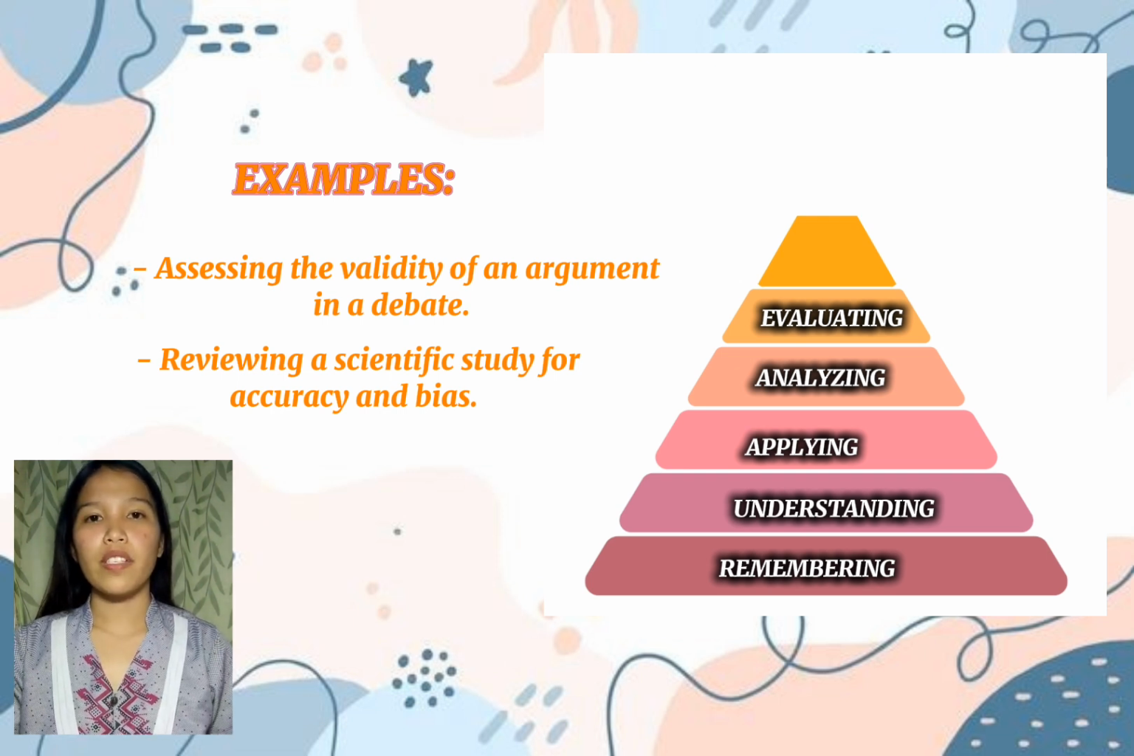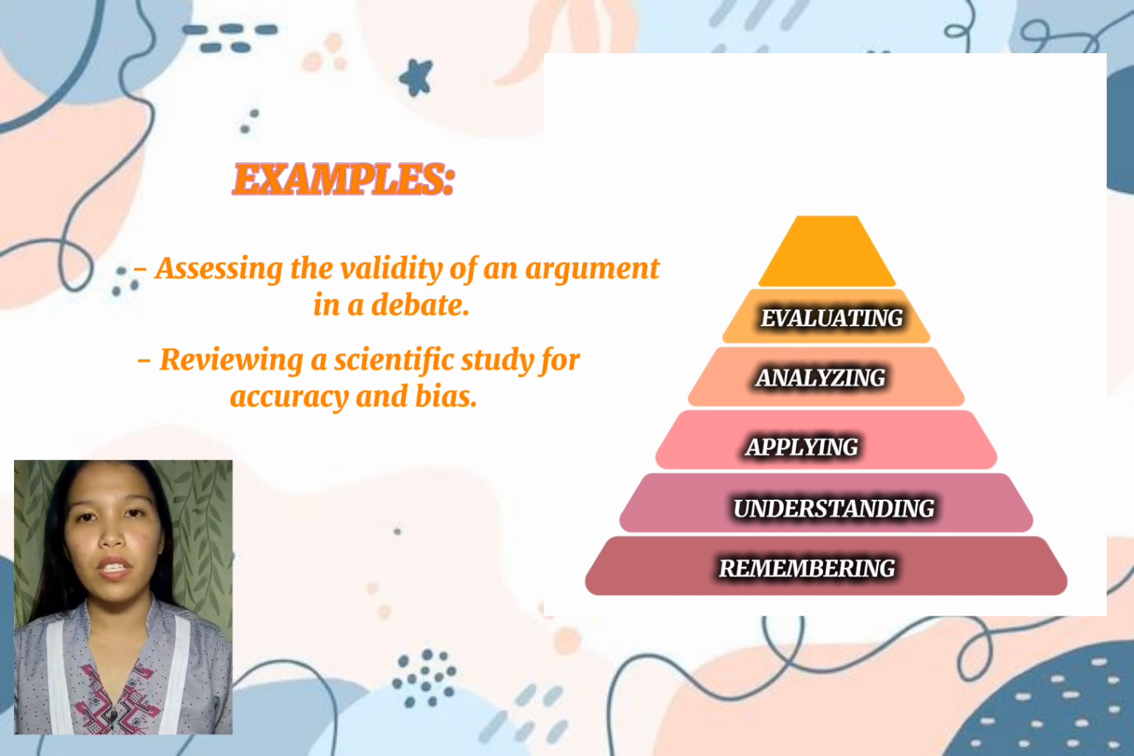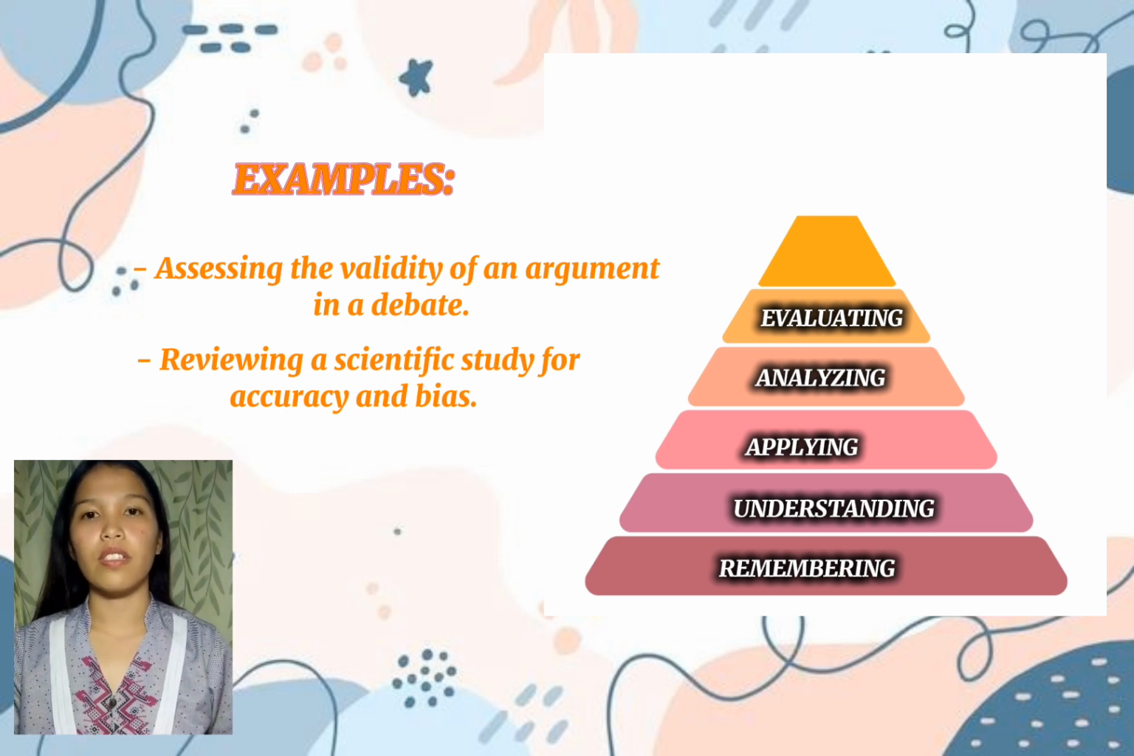So, when assessing the validity of an argument in a debate, a student must examine its reasoning, supporting evidence, and logical structures to determine whether the argument is strong or weak. Similarly, reviewing a scientific study for accuracy and bias requires checking the research methods, sample size, and possible influencing factors to ensure the conclusions are credible and unbiased.